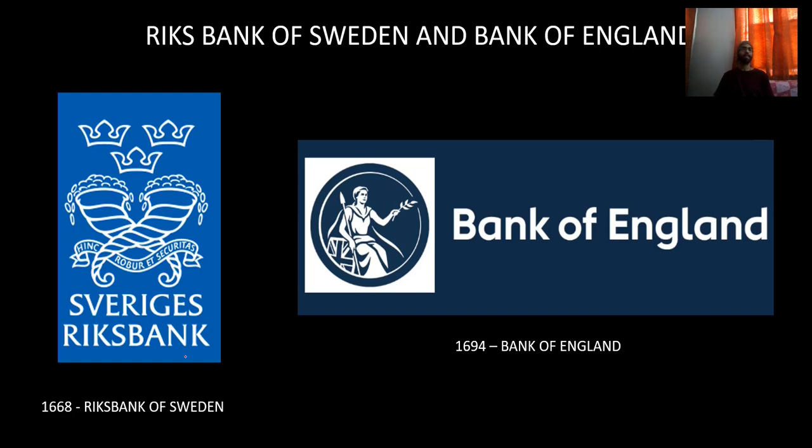Then in 1668 came the Bank of Sweden, Riksbank of Sweden. This was the most prominent. And obviously in 1694 there came the Bank of England, and with it the East India Company. But friends, the major attraction lies in this picture.